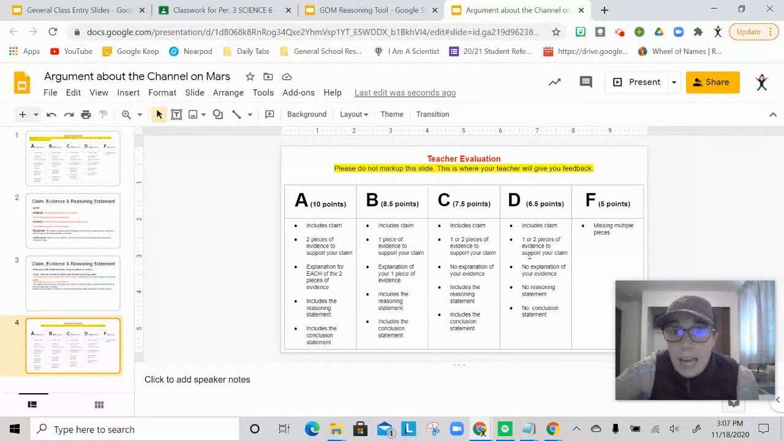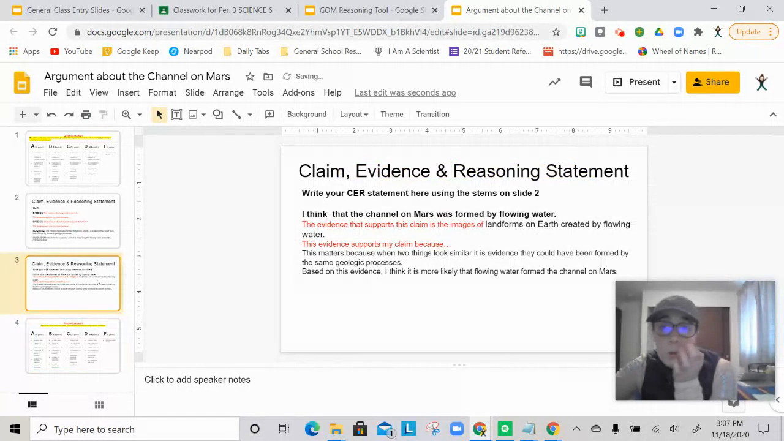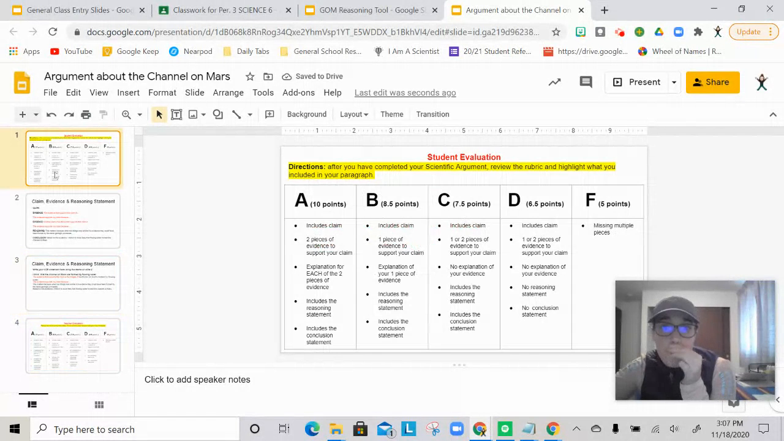Now the last slide is the rubric again, and you'll notice it says teacher evaluation. Please do not mark up this slide. This is where your teacher will give you feedback. After you have finished your writing, you'll go back to the first rubric, and your only job on the rubric after you're done is to highlight where you think you fall on the rubric.